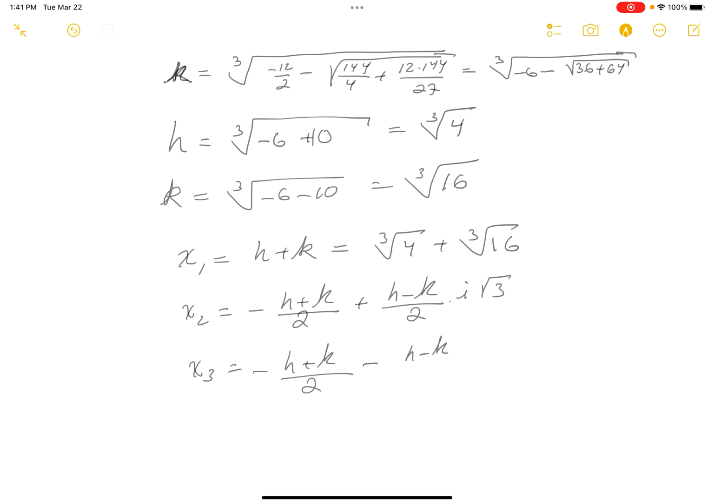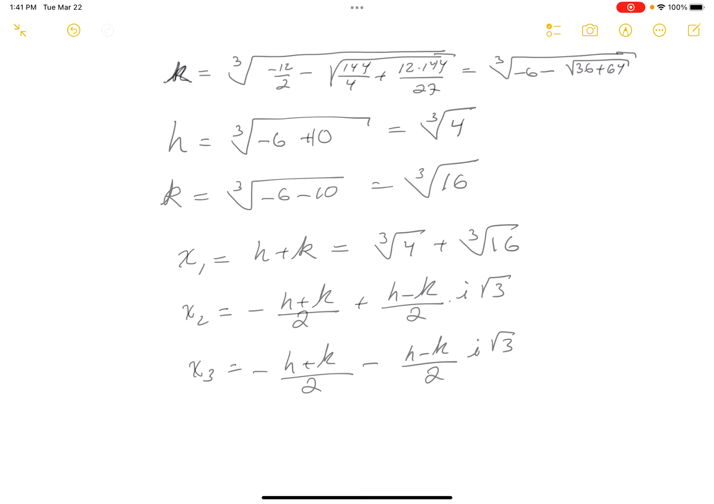H minus k. I wish there were nicer numbers, you know? And what do you get there? Over 2, right? And then it's going to be i root 3. All right, time to do some computations.